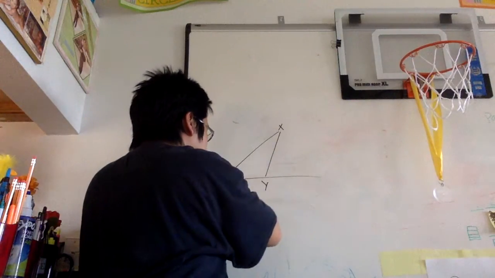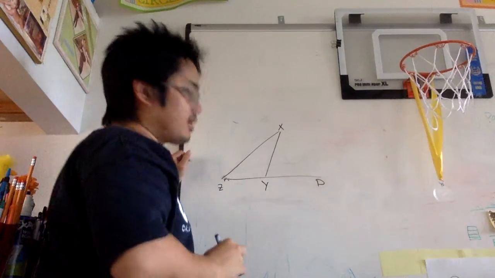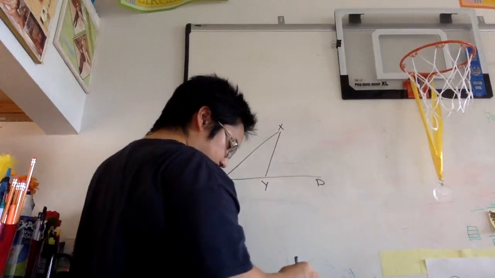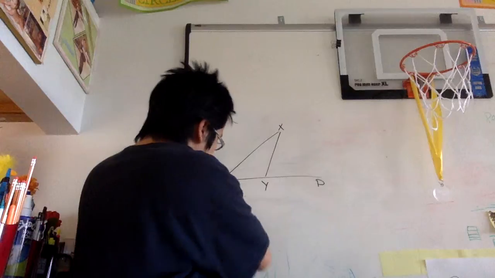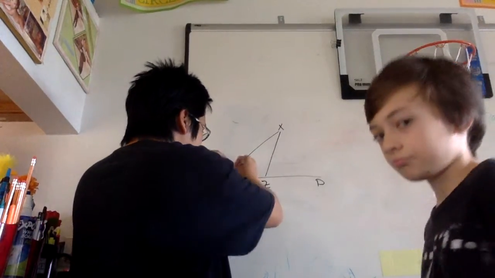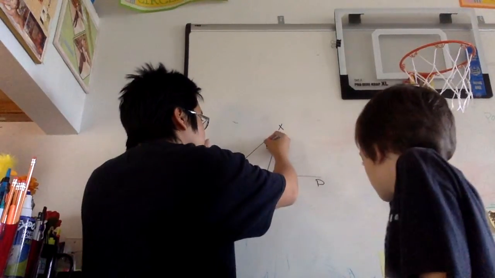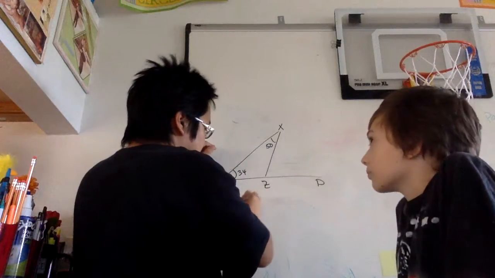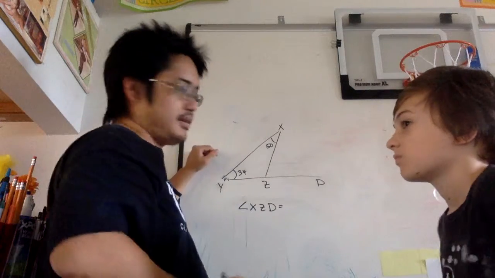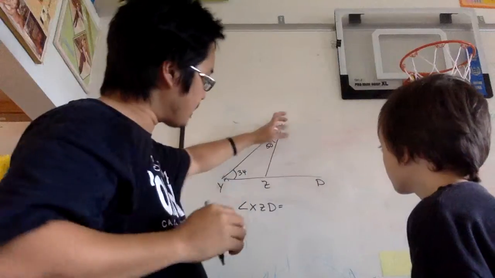X, Y, Z, D. I drew this a little bit funky, but I'm just going to put down some numbers. Ready? This is Y and this is Z. So this they said is 34 degrees, and this they said is 50 degrees. What is this angle? What is angle XZD? Look at the problem. Angle XZD is talking about this angle right here.